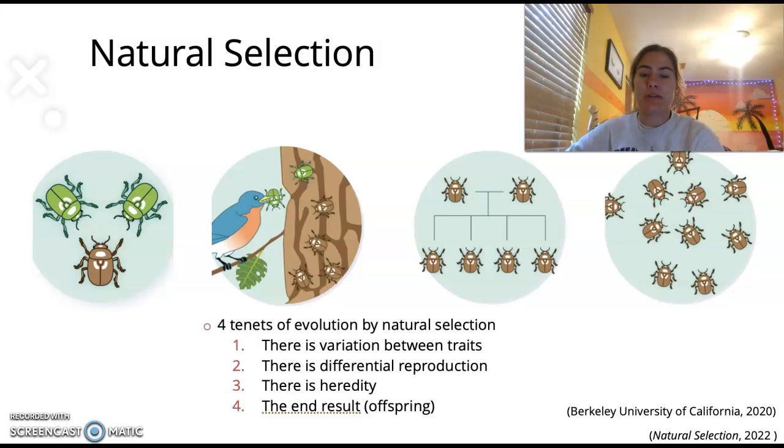In agreement with Berkeley University of California, in an article titled Natural Selection, the National Geographic Society states that individuals in a population are naturally variable, meaning that they are all different in some ways. This variation means that some individuals have traits better suited to the environment than others. So in looking back at the beetles example, again we see that the brown beetles were more suited for this environment compared to the green beetles.